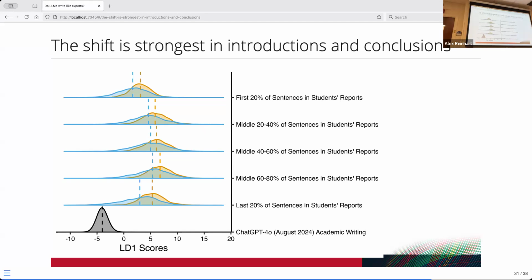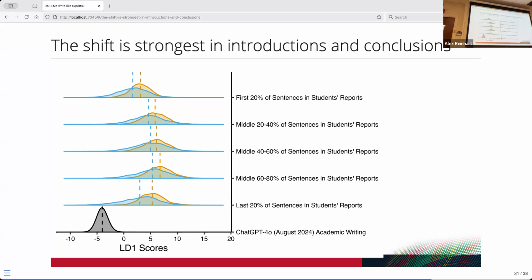suggesting that what students may be doing is saying, I don't know how to write a conclusion, and then getting a little help. Whereas in the method section, they're just like, well, I did a regression and then I made a plot, and that's not as hard. And so they don't necessarily need as much help.